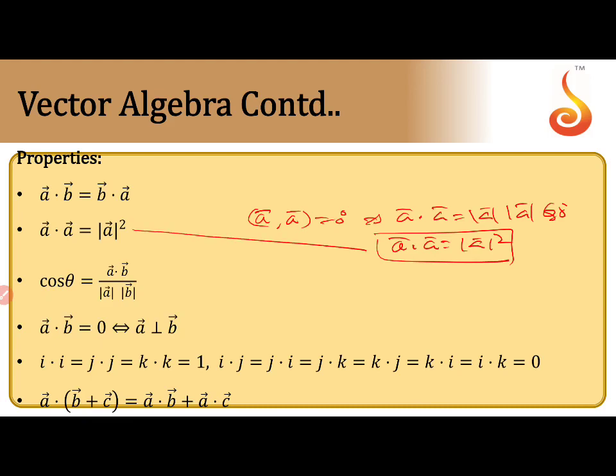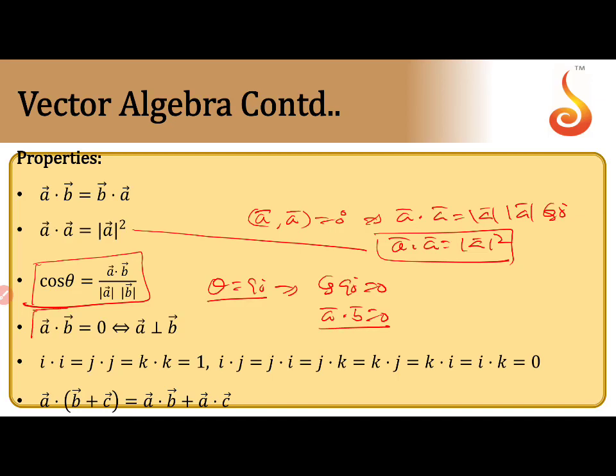Next, what is the value of cos theta from the formula? Cos theta equal to A dot B by modulus A into modulus B. If theta equal to 90, what is cos 90? Cos 90 is 0. Then cross multiplying, we get A dot B equal to 0 only. That means if theta equal to 90, the vectors are perpendicular vectors. If two vectors are perpendicular, then the dot product is 0.